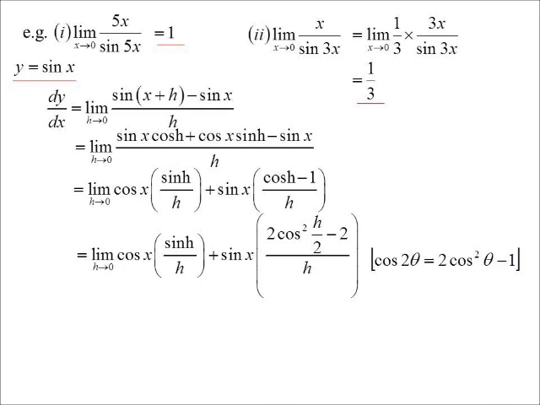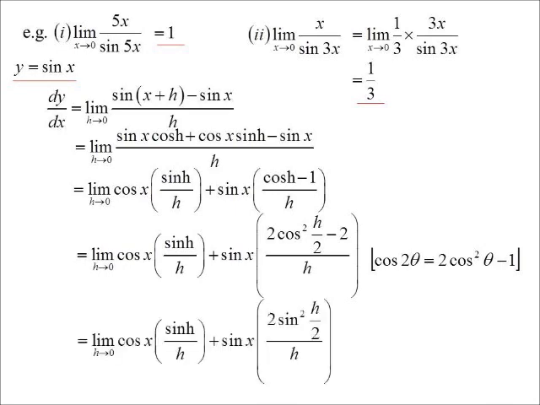Instead of 2 theta, I've got h. So therefore, when I go 2 cos squared theta, which is half of 2 theta, I now go 2 cos squared h on 2, half of h. Minus 1, but we also had another minus 1, so we get minus 2 on top. Alright, now I'm going to rewrite that. Because of course, cos squared minus 1 is sine squared. So 2 cos squared minus 2 is minus 2 sine squared. So I'm almost there because I'm trying to get to this sine h on h relationship.